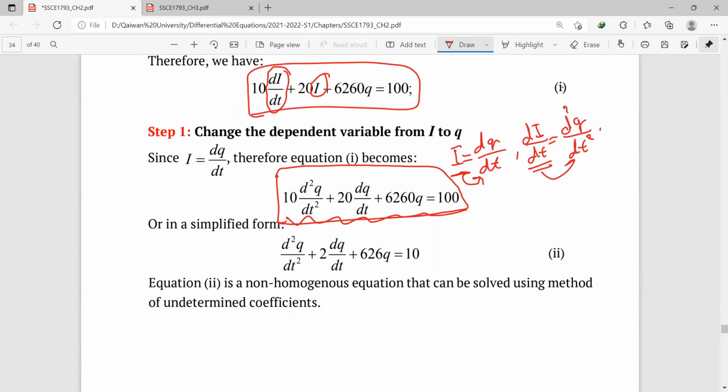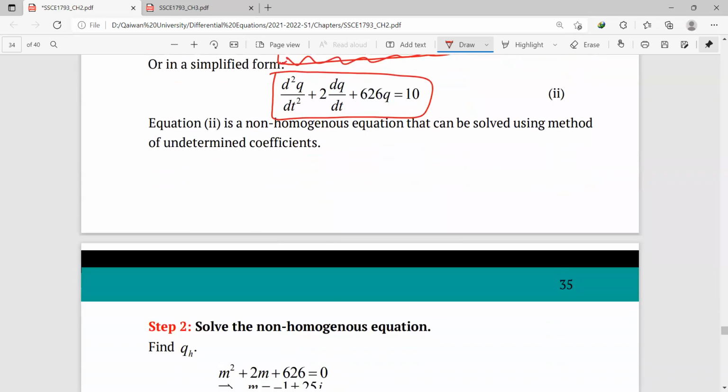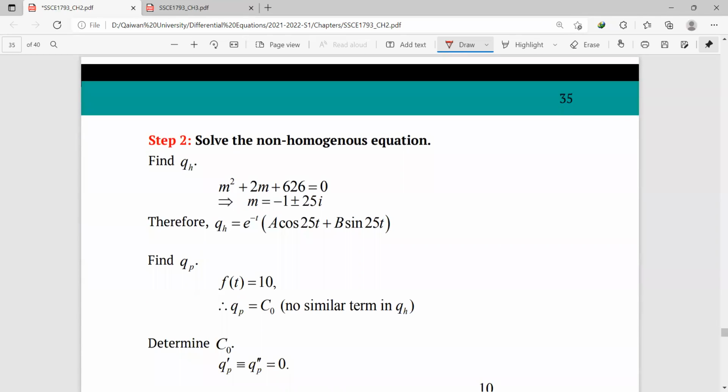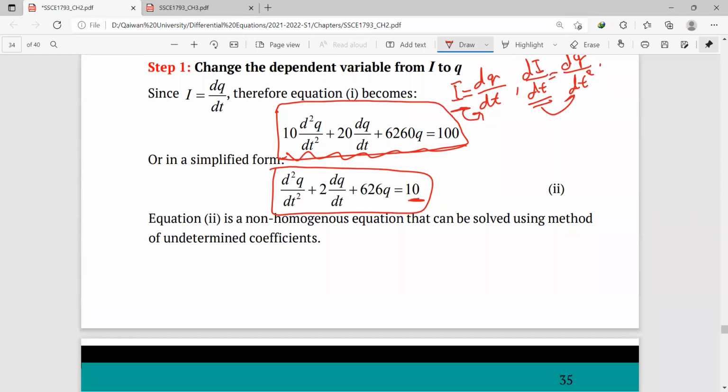Here we divide both sides by 10 to have only one here. That's easier. We divide both sides by 10 and we get this differential equation. Now to solve this, we are going to make it into two brackets, or we are going to use the quadratic formula for finding the roots of the characteristic equation. Here we have a non-homogeneous differential equation, second order. If it's not homogeneous, we must find both the homogeneous solution and the particular solution.